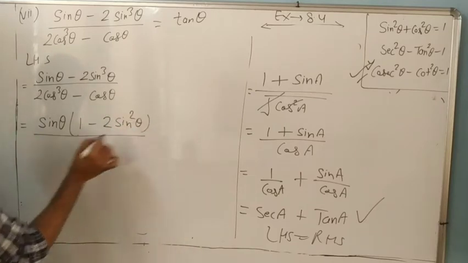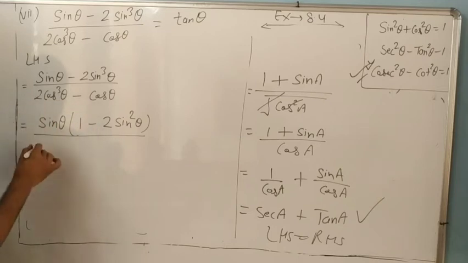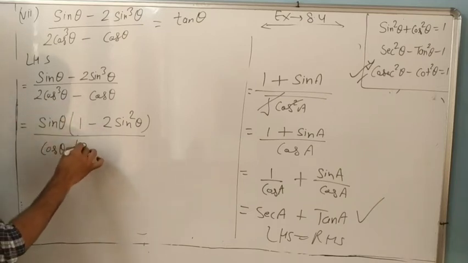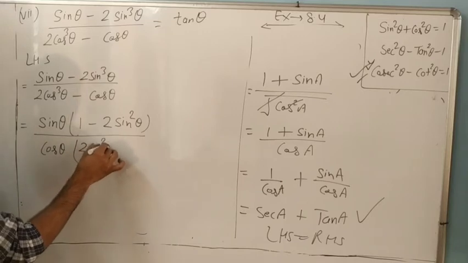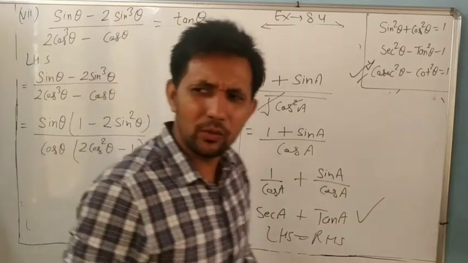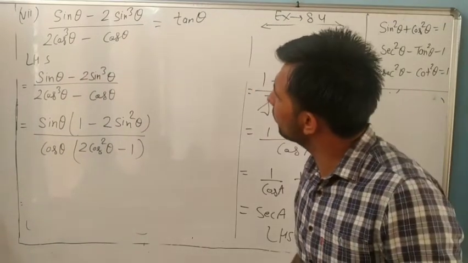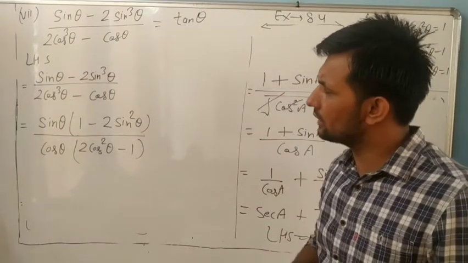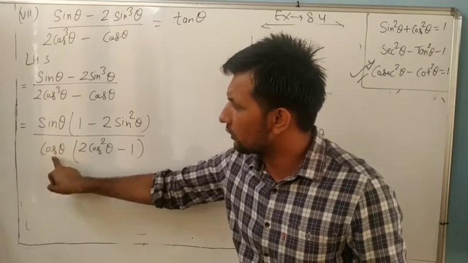Okay, dear. In the denominator, what is common? Cos theta. What remains here? 2 cos square theta minus 1. One thing we observe is that we want to prove it equals tan theta. Sin by cos is how much?